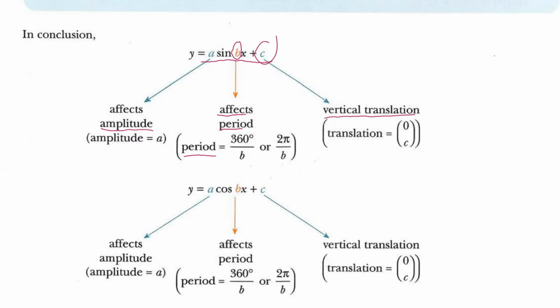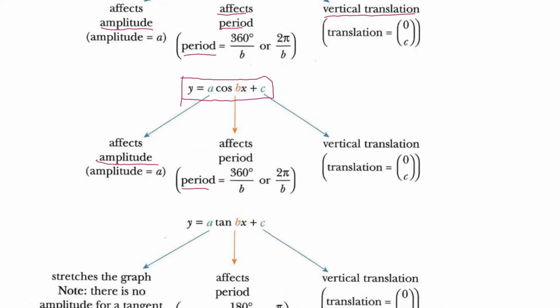It means vertical movement, either it goes up or goes down. If it is a positive value, then it goes up. If negative, then it goes down. In the same way, we can explain y equals a cos(bx) plus c, where a stands for the amplitude again, and by using b we can find the period, which is 360 divided by b, and the last one is the vertical translation.